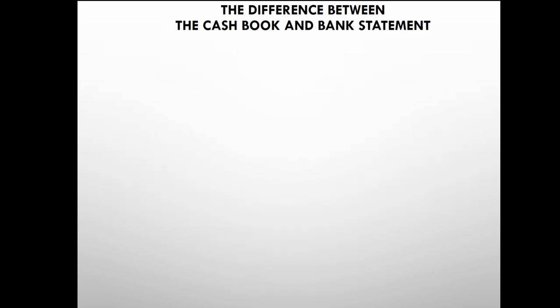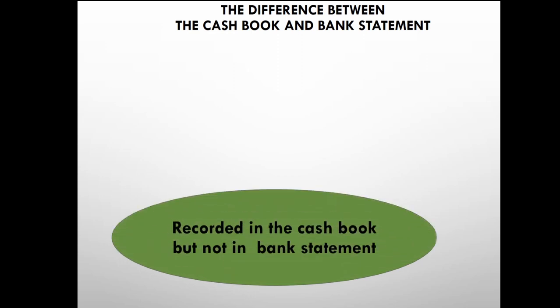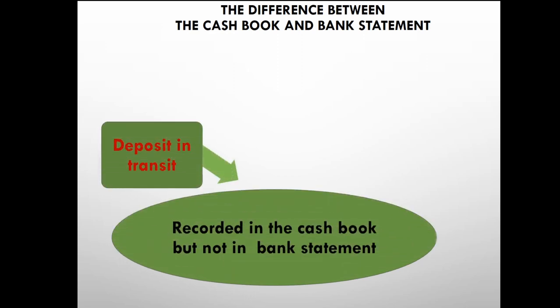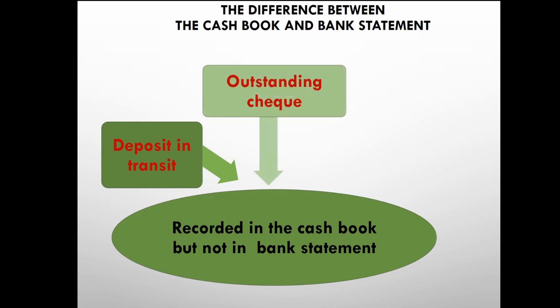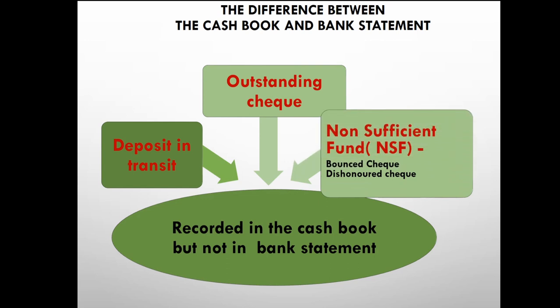So we look at the reasons why the amounts in the cash book and the bank statement are different. So number one, the items that are recorded in the cash book but not recorded in the bank statement. Number one, deposit in transit. Number two, outstanding check. Number three, non-sufficient fund.